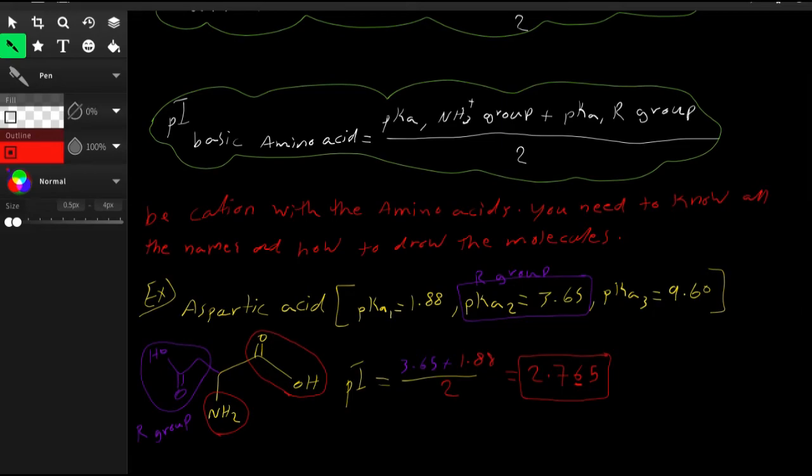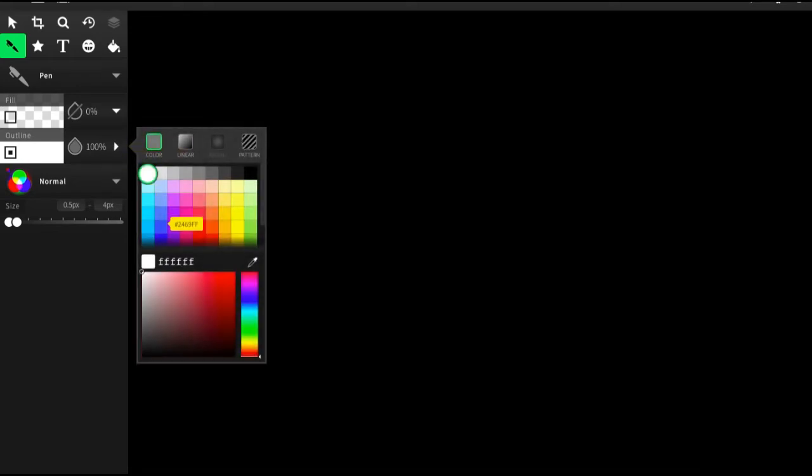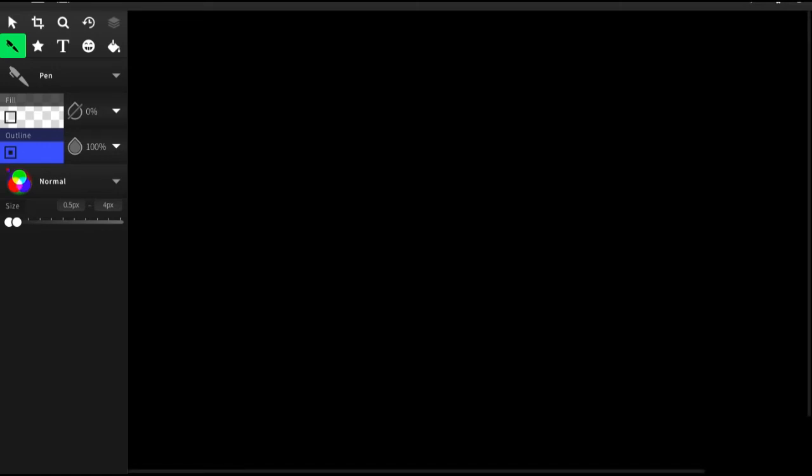Let's have another example. Another one is arginine. It has 3 pKa's, pKa1 equal to 2.17, pKa2 equal to 9.04, pKa3 equal to 12.48. As I said before, all these values will be given to you.